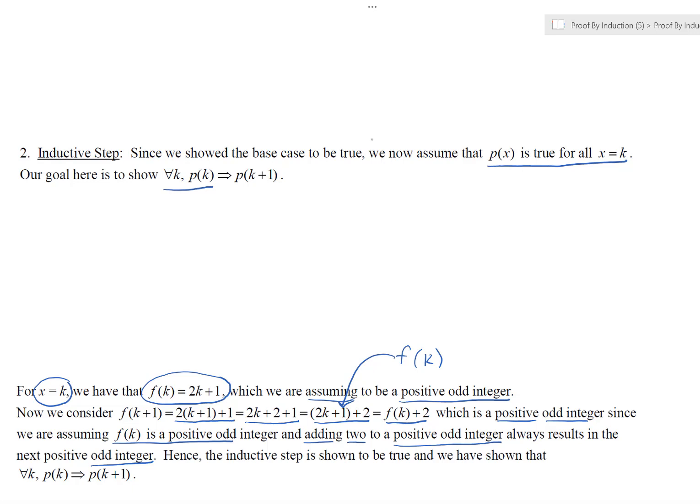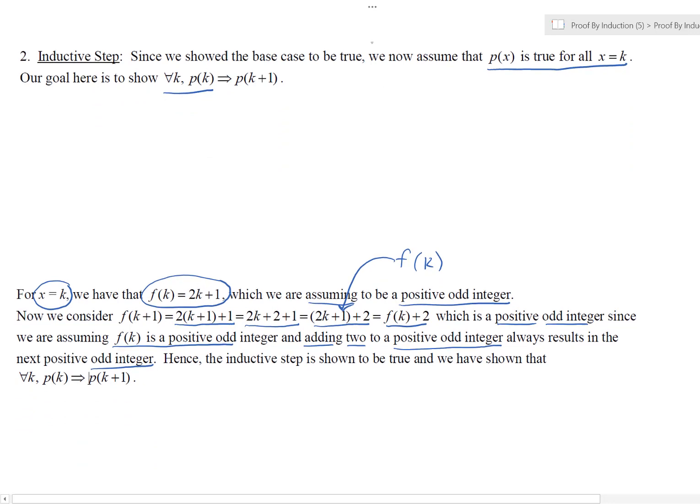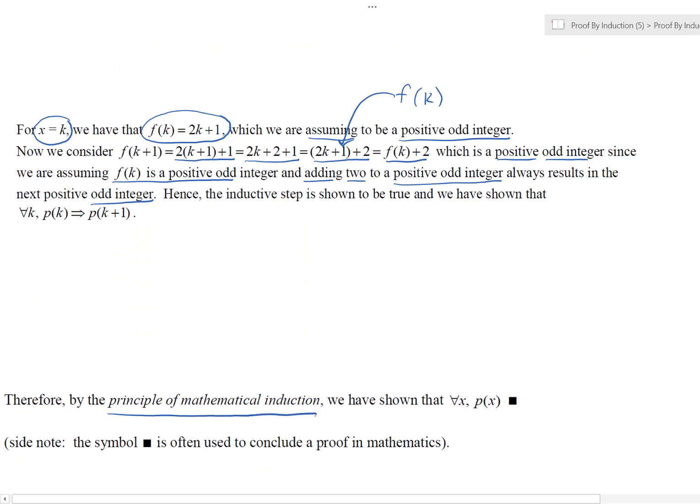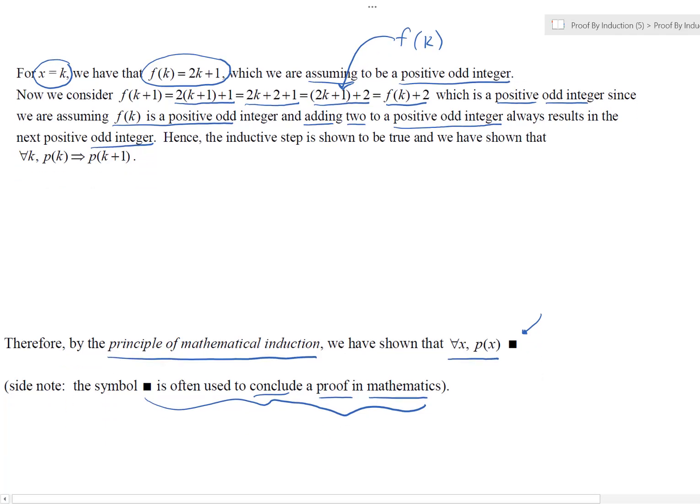We have shown that by assuming the statement is true, it implies that the statement is true for the next value right after it as its input. So we have proven this by induction, proven the statement by the principle of mathematical induction. We've shown that the statement that we hypothesized, the statement 2x plus 1 is always a positive odd integer. It's true for all x. And you see this little square here at the end. It's a symbol that we can use to conclude a proof. In math, really, you can use any symbol you like, but that's a standard symbol.